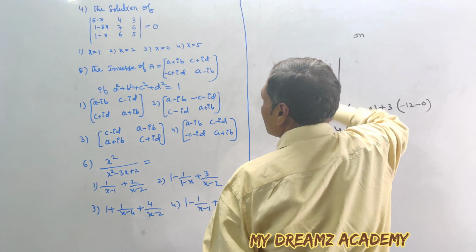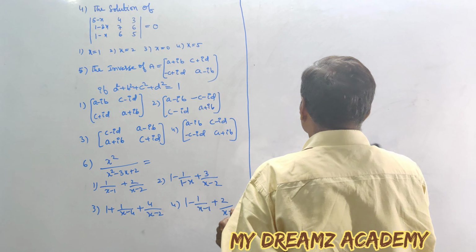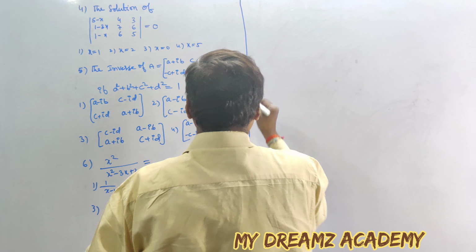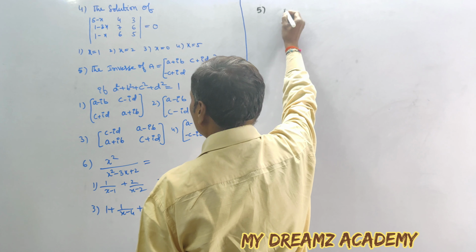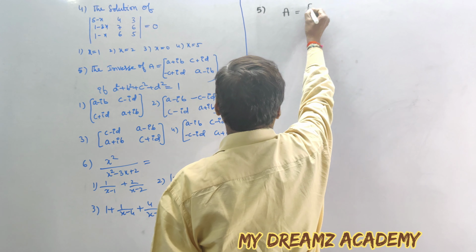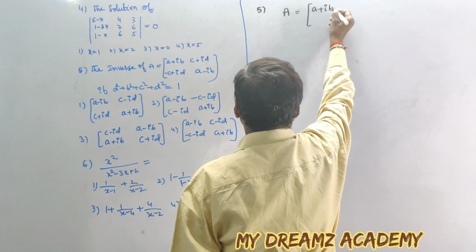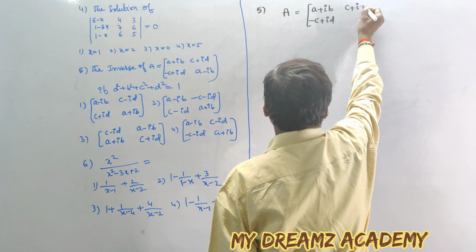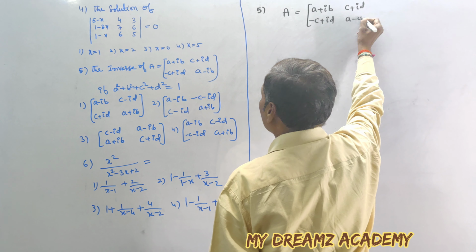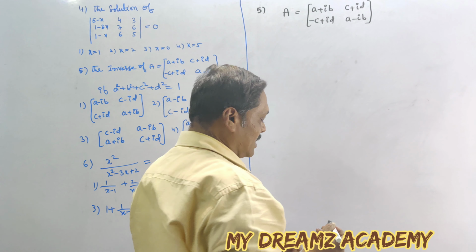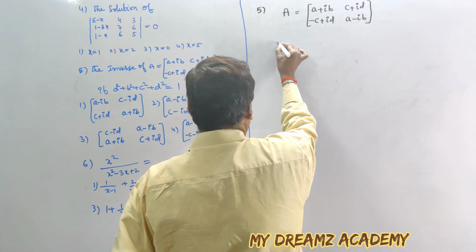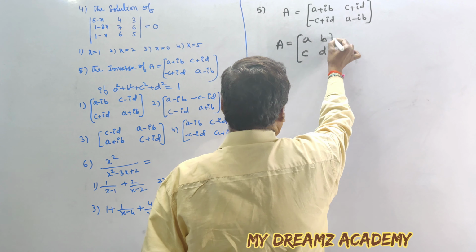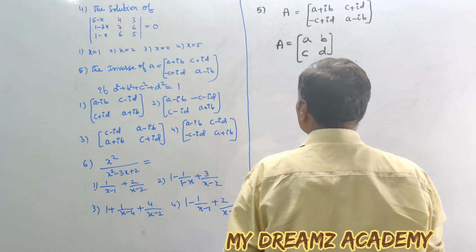See the next problem, fifth problem, which is also given from the matrices. That means total 5 questions we will ask from the matrices. The inverse of A is equal to the matrix A plus iB, minus C plus iD; C plus iD, A minus iB. For this, we have to find the inverse. It is the given 2 by 2 matrix like this. A is equal to A, B, C, D. Actually, what is the inverse formula? Adjoint A by det A.